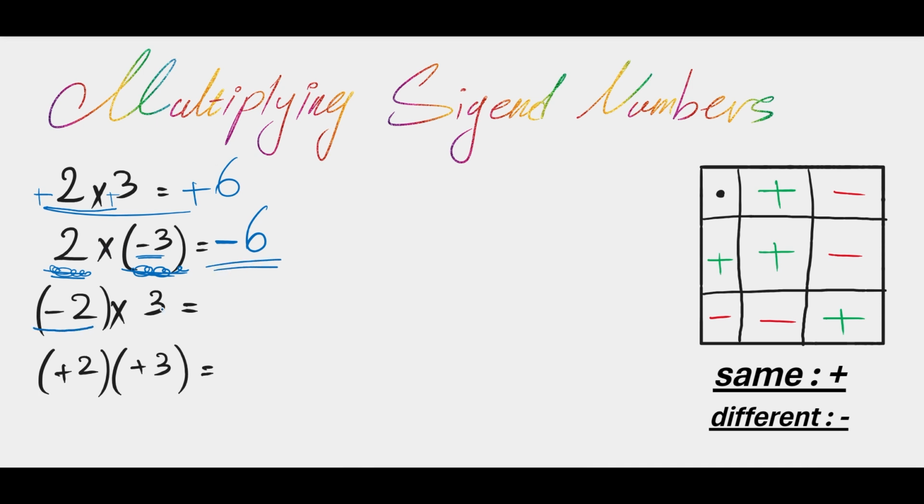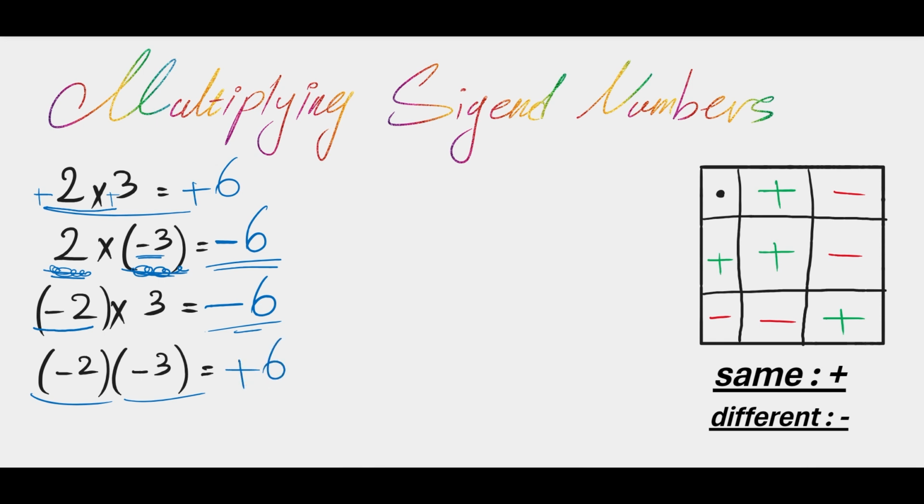Here we switch the order. We have negative 2 and a positive 3. But the point is we have a negative number and a positive number. Different signs, so the result is negative. And we got negative 6. And here we have two negative numbers, negative 2 and negative 3. The signs are the same. They are both negative, so our result will be positive.